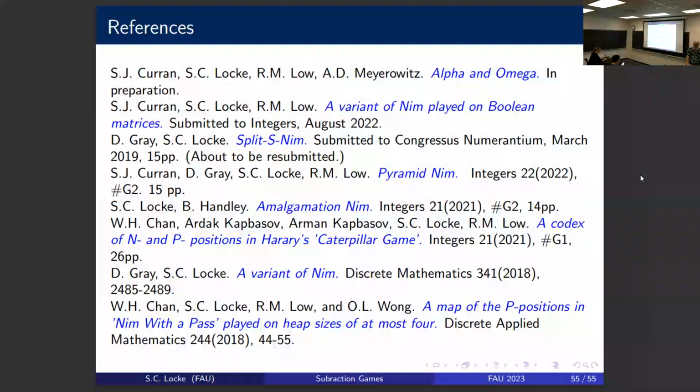If anybody would like to look at more detail, I do have some papers up here I can pass out to you.